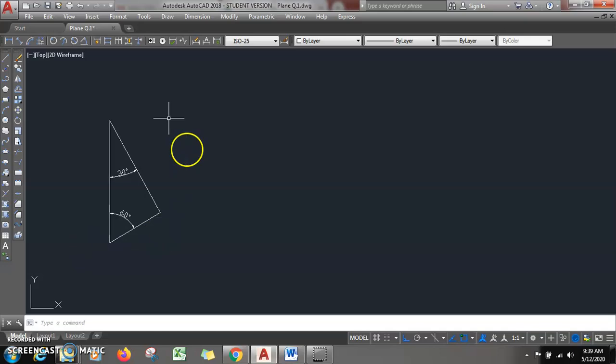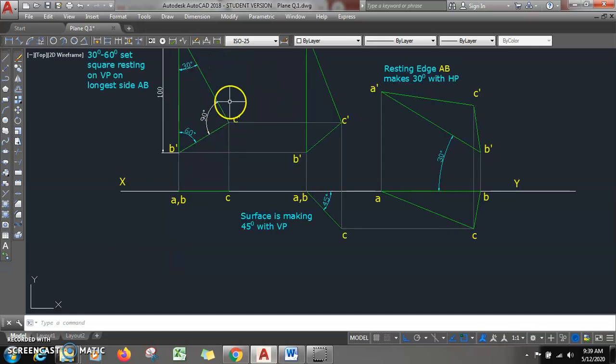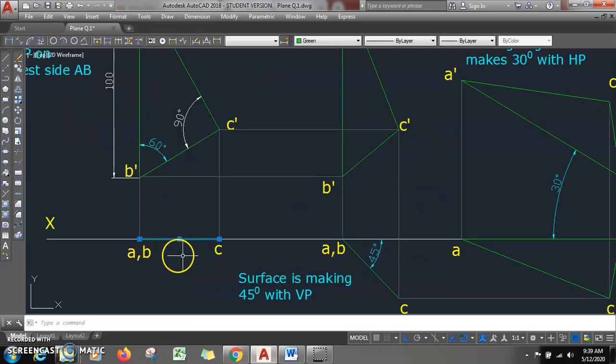So initially we assume that the complete plane is in VP. So the front view will be a plane and the top view will be a straight line. The front view will be a triangle, the top view will be a line. Here you can see A dash, B dash, C dash is the plane in front view, as the complete plane is in VP, and the top view is a straight line A, B and C.